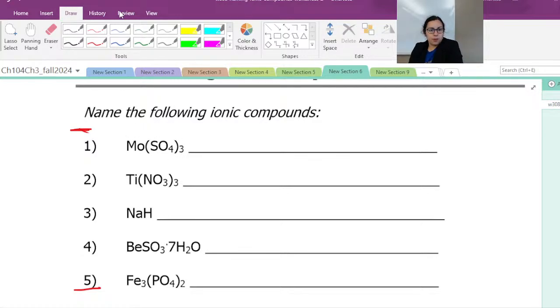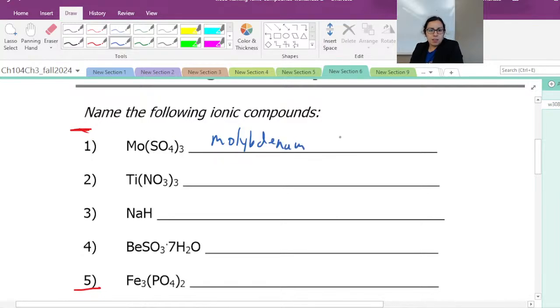What do we get for the first one? What'd you say? Yeah, molybdenum, and I might have missed. And then what else do we need in there? So molybdenum sulfate, but then what's the significance of molybdenum and where it is?